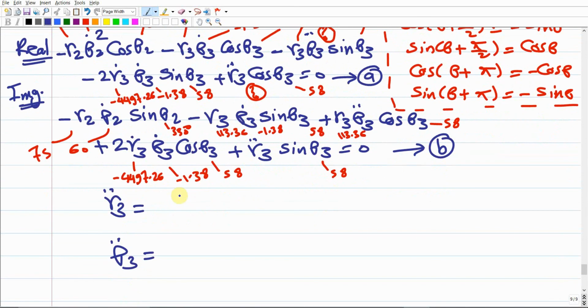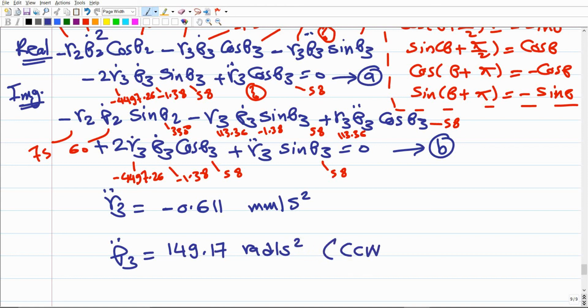You can even use the calculator to solve these two equations. We're gonna end up with r3 double dot being negative 0.611, and the unit should be millimeter per second square, while the theta 3 double dot we're gonna find to be 149.17 radian per second square. Make sense? You should understand that this one is positive. This indicates that it is rotating in the counterclockwise direction, but this one is negative. It means that it is opposite.